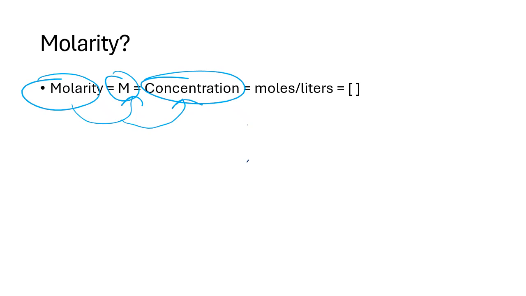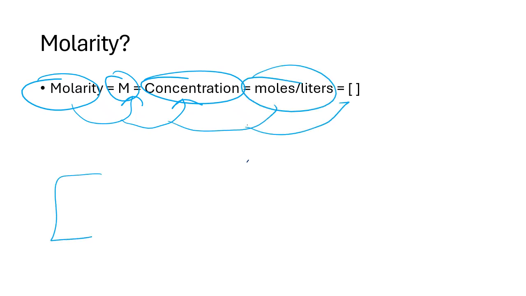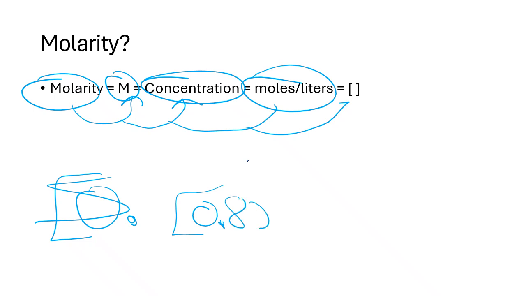If you put a lot of sugar in Kool-Aid, it's very highly concentrated. If you put just a little bit, then it's less concentrated. Moles divided by liters. Then you will also see brackets. I don't even know if we've seen that yet. But if something has a molarity of 0.8, you can write it like that.